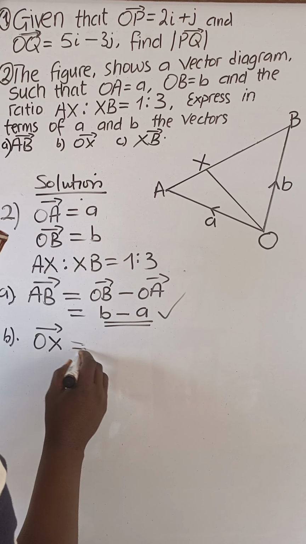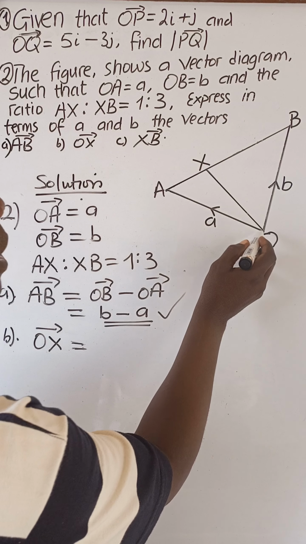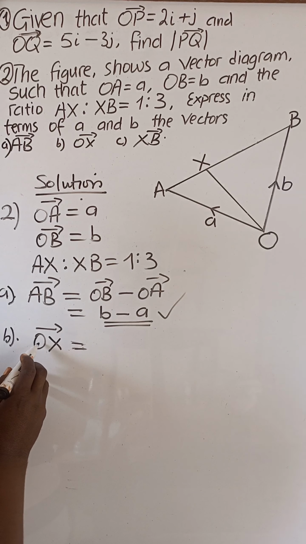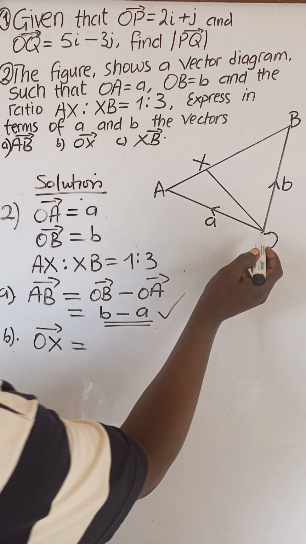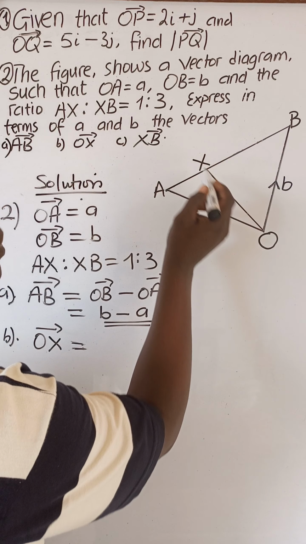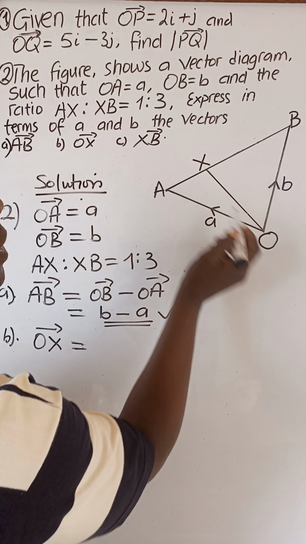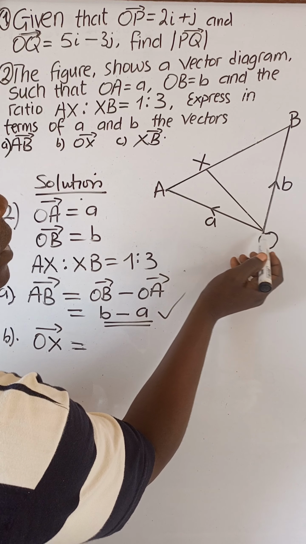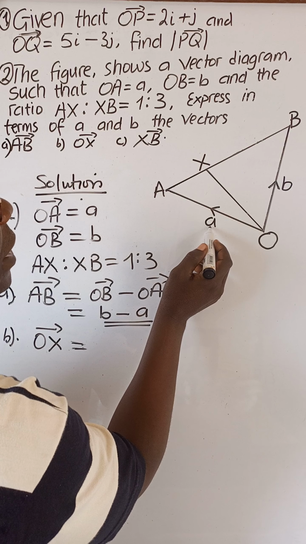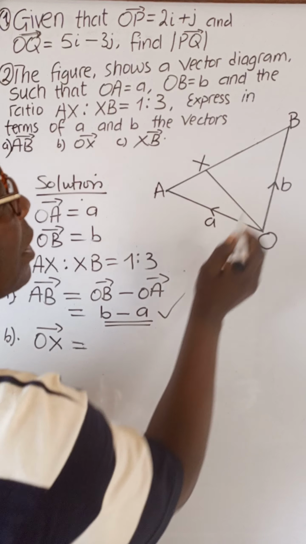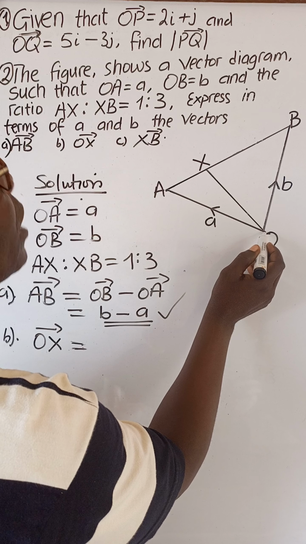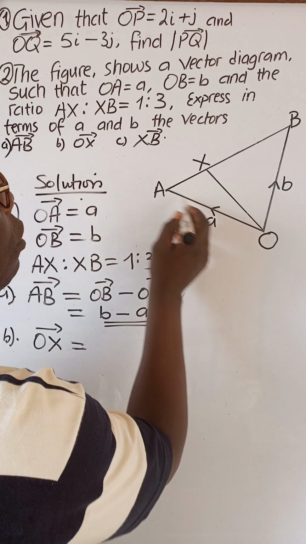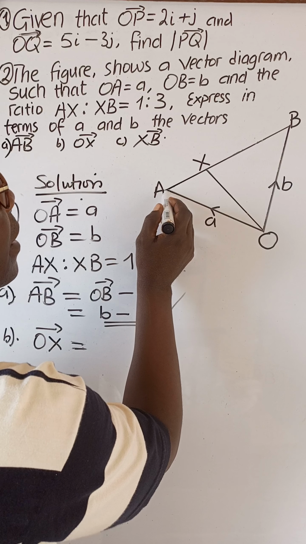Now, what is OX? We go to the diagram. OX means you are at O and you're getting to X. Look at the arrow. You see, there is no carrier vector that moves directly from O to X. We can either move this way thanks to this carrier vector, or move this way thanks to this carrier vector. So you are here. How do you get to X? You can either move OA and then AX.